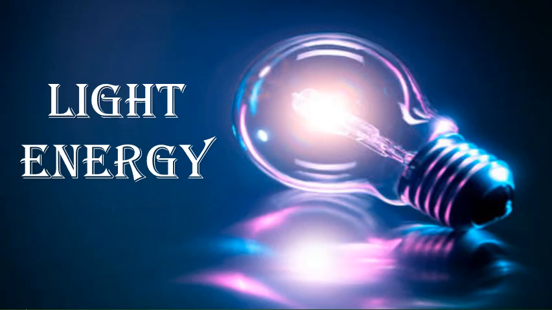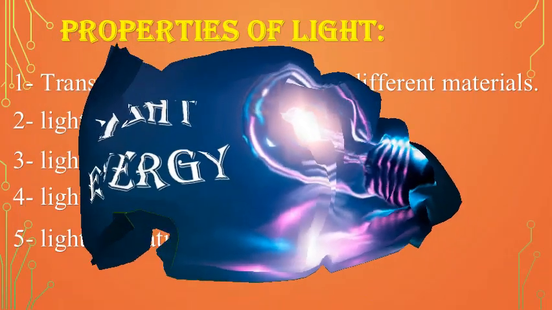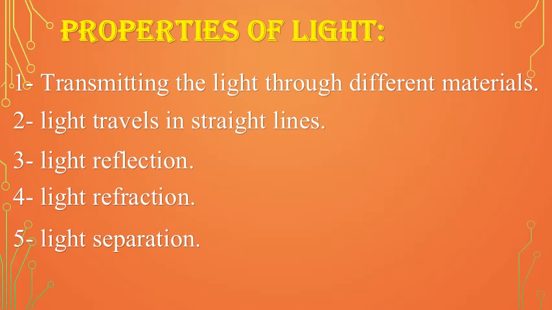Hello dear students, in this video we're gonna continue the first lesson, the light energy. Last time we talked about the first property of the light, which was transmitting the light through different materials, and we've known that we have three types of materials: transparent, translucent, and opaque. Today we will talk about the second property of the light, which is light travels in straight lines.